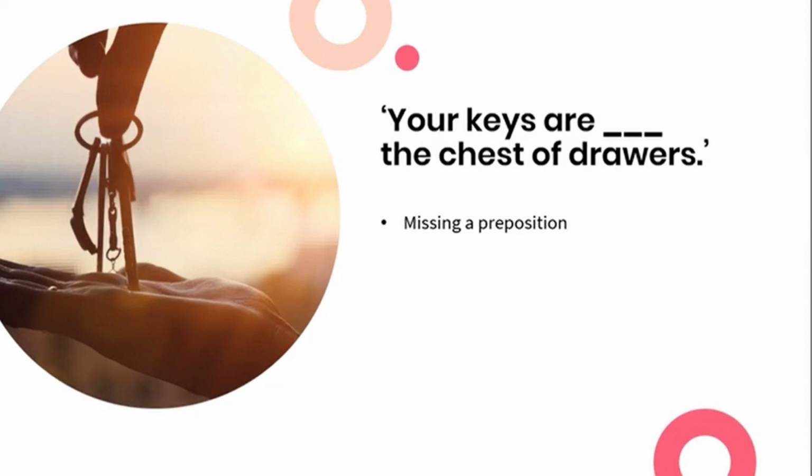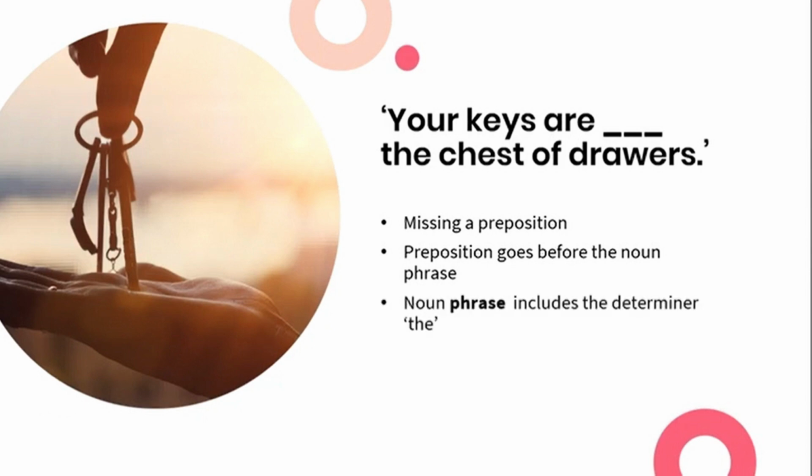You can add the preposition before the noun phrase, "the chest of drawers." Note that a noun phrase includes the determiner that goes with the noun, chest of drawers. So the noun phrase is the chest of drawers. So let's say the keys are on top of the chest of drawers. We can simply add the preposition on to the sentence, making the sentence, "Your keys are on the chest of drawers."